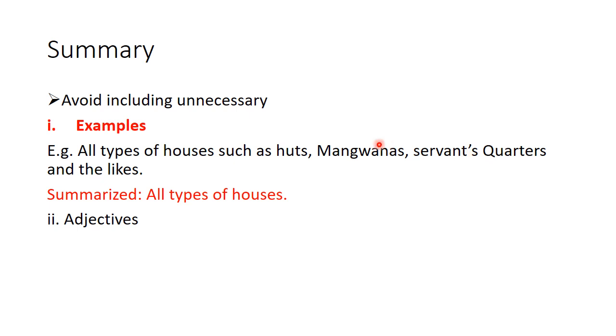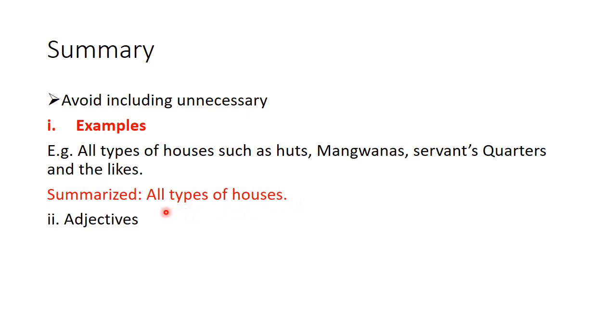If you write this, it's just one point, but you have written lots of words and you won't be able to write within the specified word count. So the summarized version is all types of houses. All types of houses. You have written a point. Okay, so that's how to go about it.